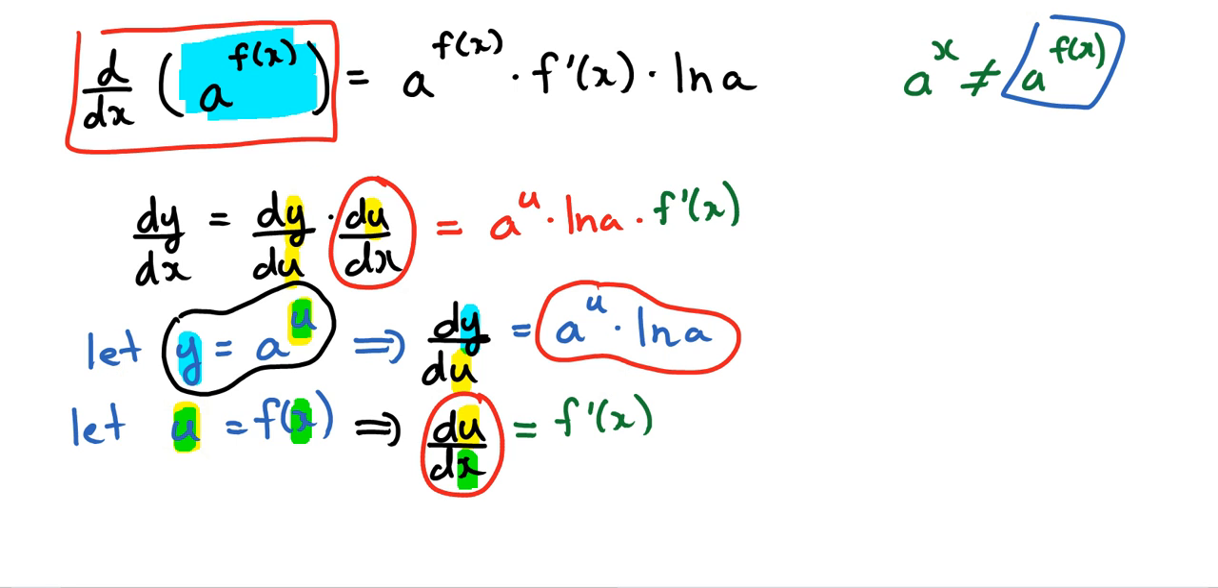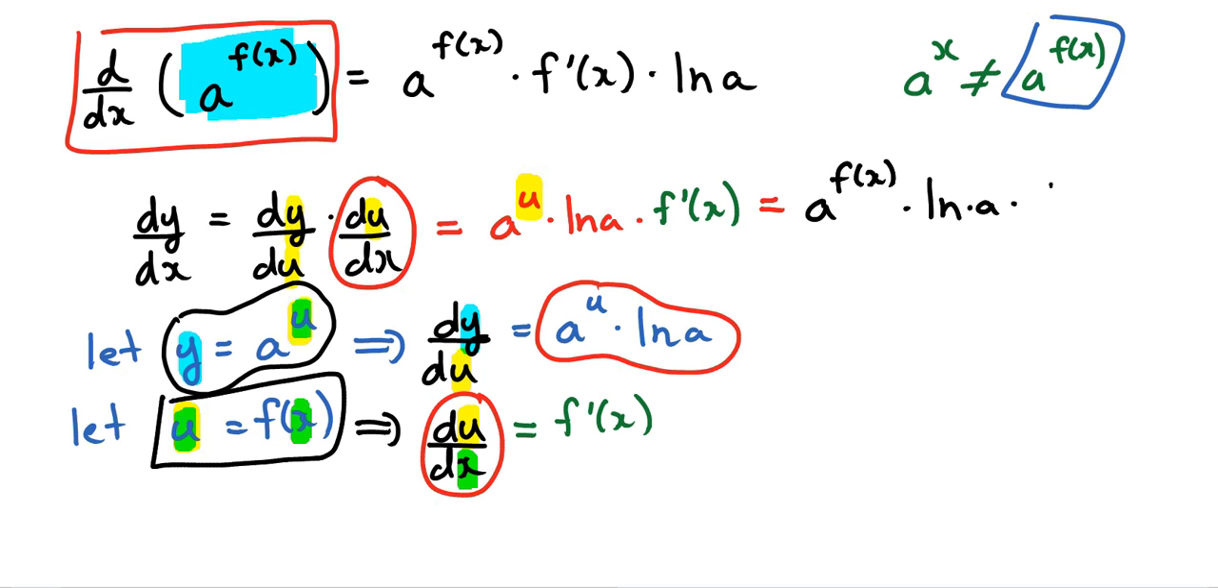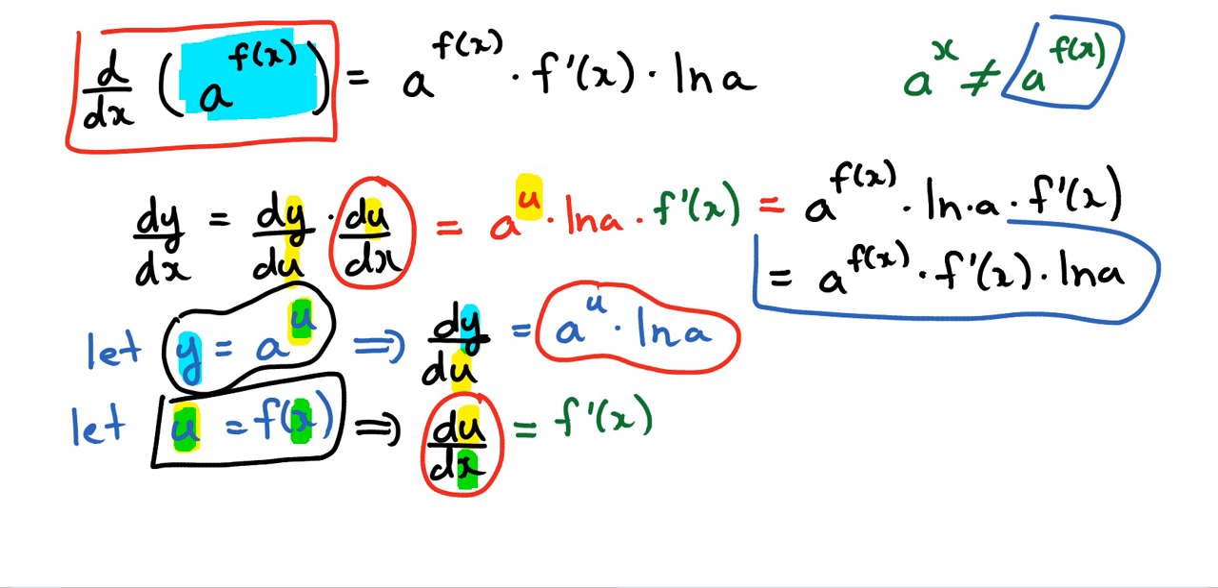If I substitute my values for u, ask yourself, what is u? U is f of x, so this will be a to the f of x times ln a times f prime of x. If you rearrange the terms, you get a to the f of x times f prime of x times ln a. This expression does indeed match what you have on your reference sheet. So that's how you derive that derivative.